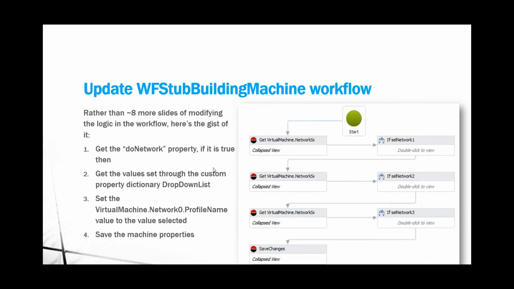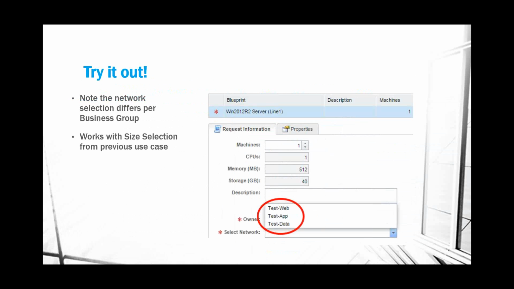Awesome, all right. So this is what we went through: how we've built the building machine workflow to accommodate the various network selections and to set that property into the network0.profile name given the selection from the user. And then again, how this works for the user is they have their drop-down based on who they are, which determines which list of networks is displayed to them, and then that value gets set for the given user.